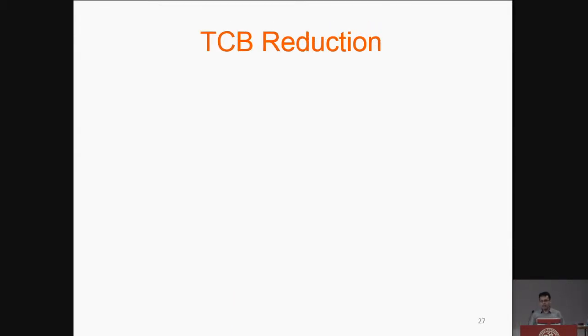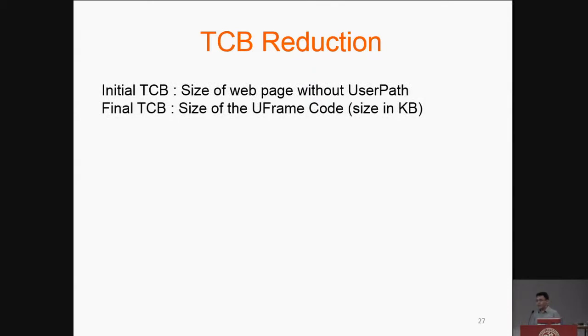And in terms of TCB reduction, what we do is we compare the initial TCB, which is the size of the web page of the application. Why do we need to measure the size of all the web pages? Because in terms of script injection attacks, basically, we need to trust all parts of the web page in order to protect the sensitive user-owned resources. And as for the final TCB, we measure the size of the UFrame code because it's the only component that we need to trust in the application code.